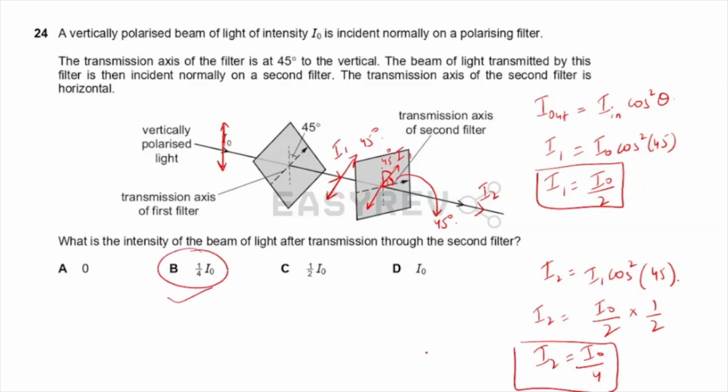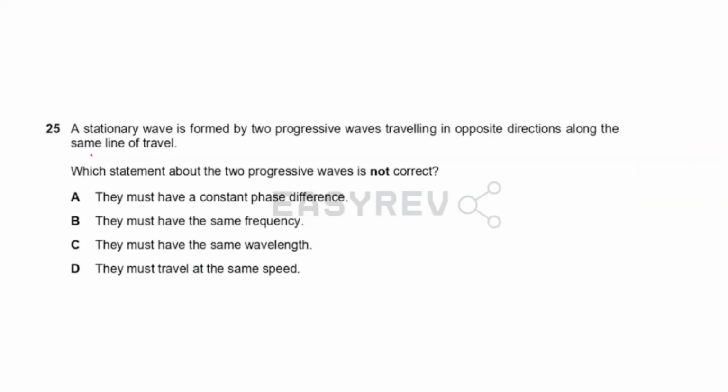So even if the question doesn't show the angle strictly, you should be able to figure it out like this as well. It's just a matter of taking it step by step. Now to the next one. Here we have question 25. A stationary wave is formed by two progressive waves traveling in opposite directions along the same line of travel. Which statement about the two progressive waves is not correct?